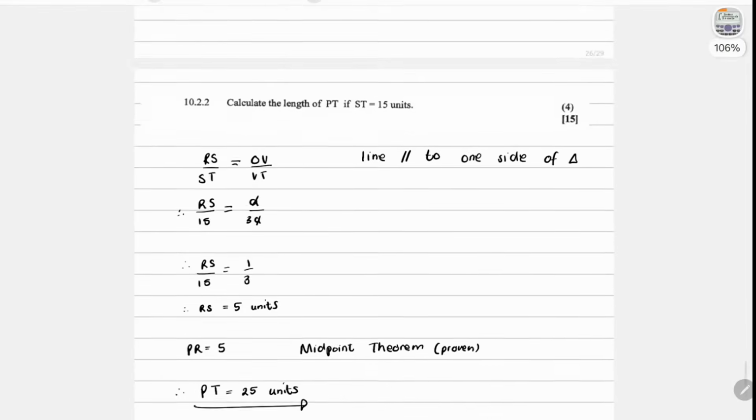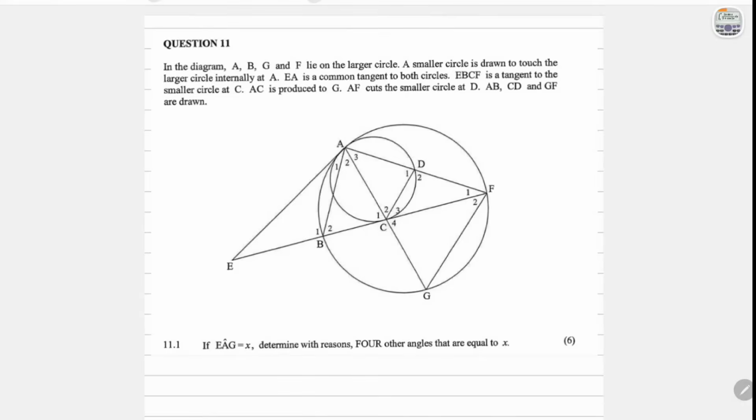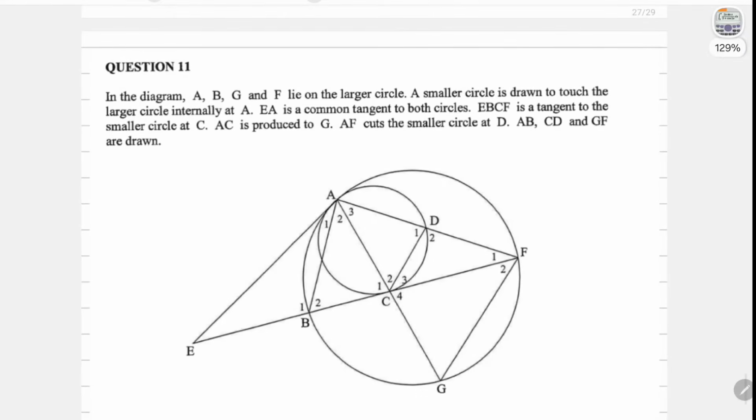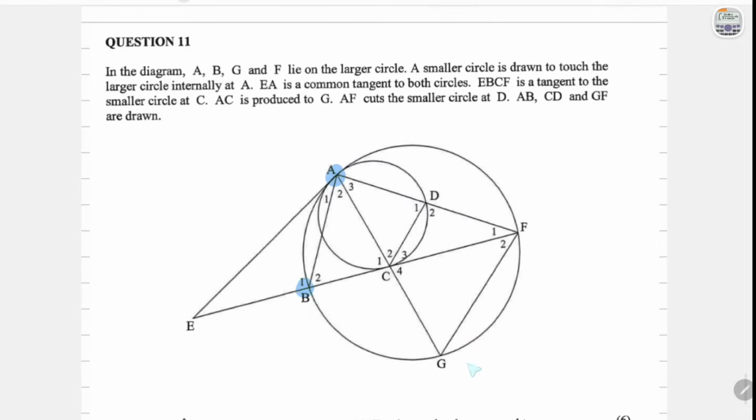Okay, so that is it for question 10, and then we move on to question 11. We are now on question 11, and question 11 says, in the diagram we have A, B, G, F, and they lie on a larger circle. And then a smaller circle is drawn to touch the larger circle internally at A. So this smaller circle touches that larger circle at A, as we can see. And then they tell us that EA is a common tangent.